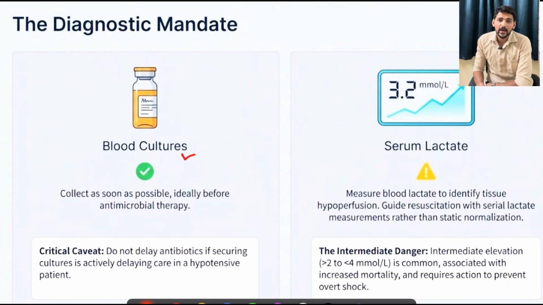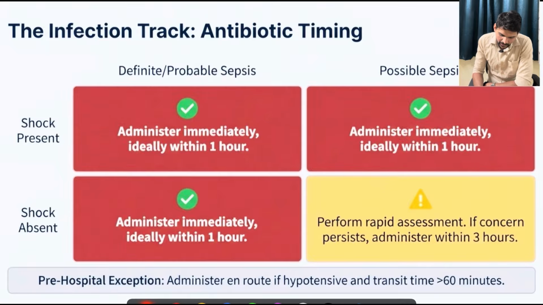Then blood cultures, as early as possible we have to send. We know the 1 hour bundle of the Surviving Sepsis Campaign. So always try to send blood cultures before giving the first dose of antibiotics. But suppose there is a delay in sending blood cultures for any reason, don't postpone giving antibiotics. That is most important. And serial serum lactate we can utilize so that we can check the responsiveness in tissue perfusion.